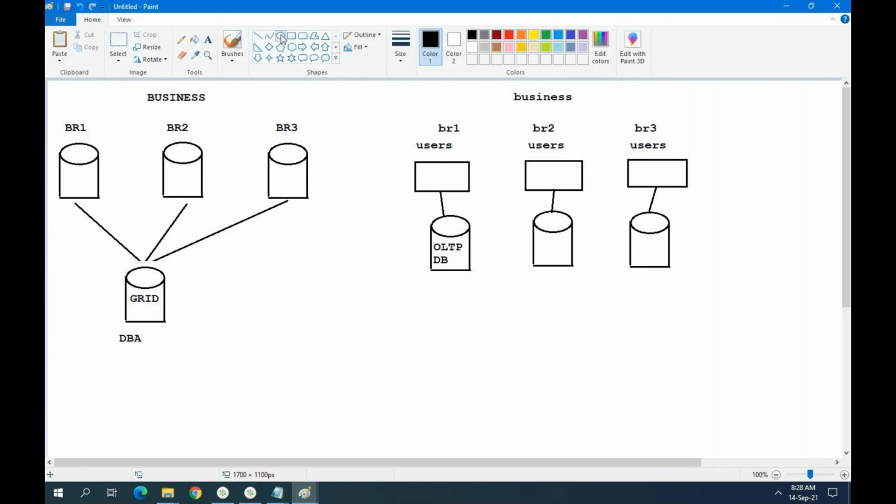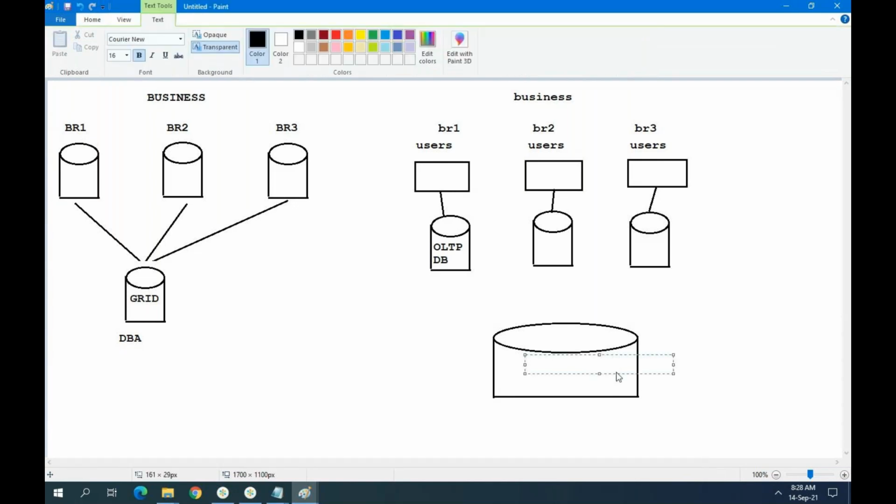Generally, the data is maintained for business periods. After each business period, the data should be stored or loaded into a data warehouse. This is called a data warehouse, and it is also known as an OLAP database.